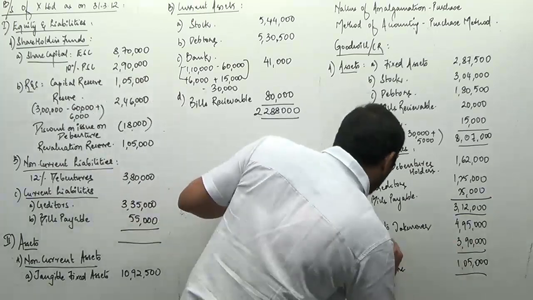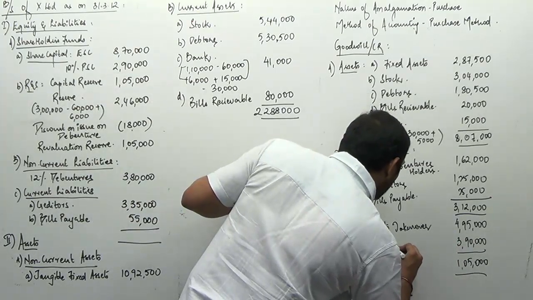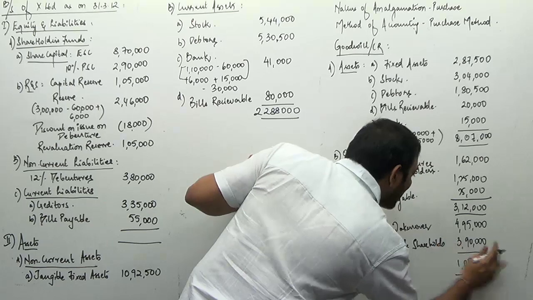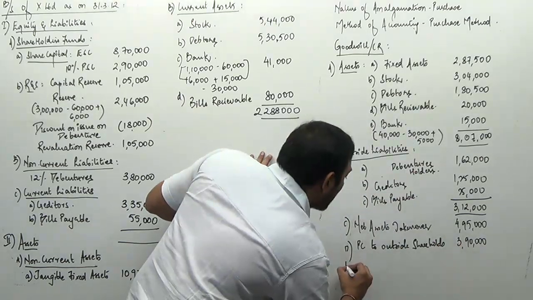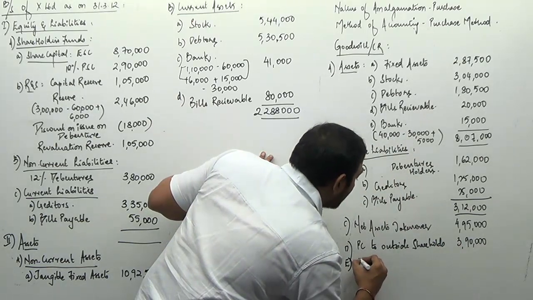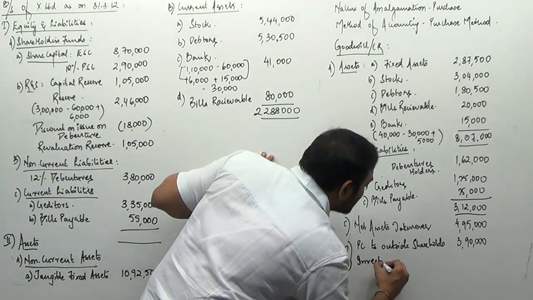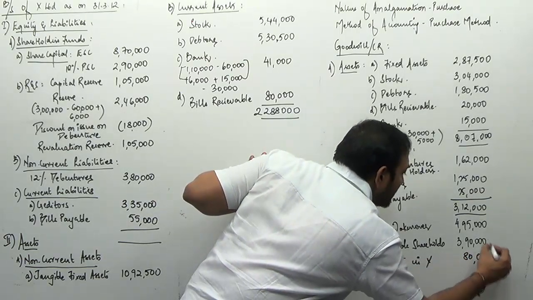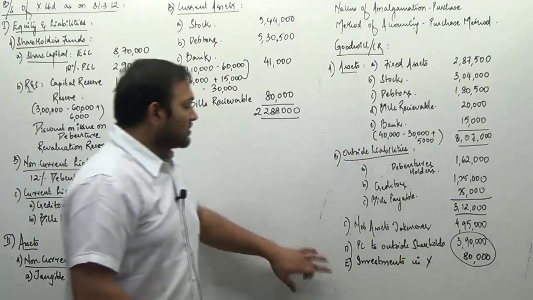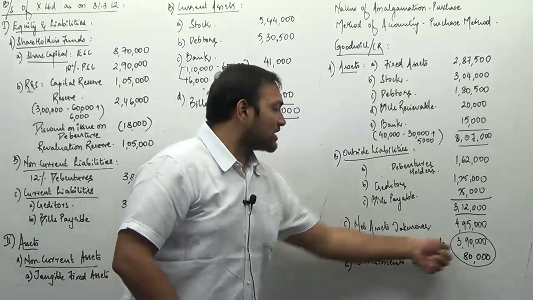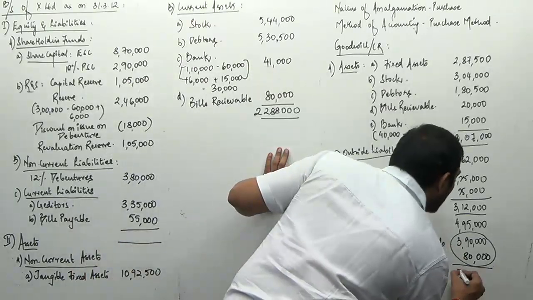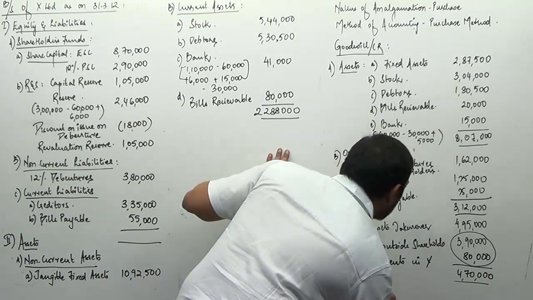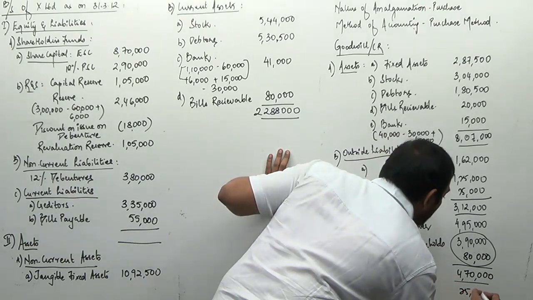80,000. Guys, this was PC to outside shareholders. I hold my investments. We forgot this part. We need to cancel our investments also. Investments in Y, 80,000. My total PC is a total of this. Some shares held in Y for 80,000 and outside shareholders I paid 3,90,000. My total PC is 4,70,000. Comparing this, I get a capital reserve, but it's only 25, not the 1,05,000.